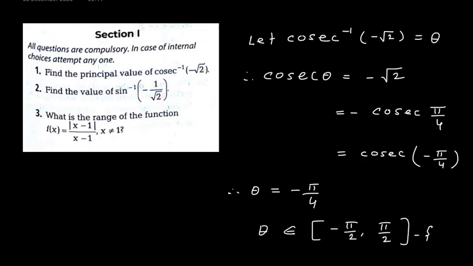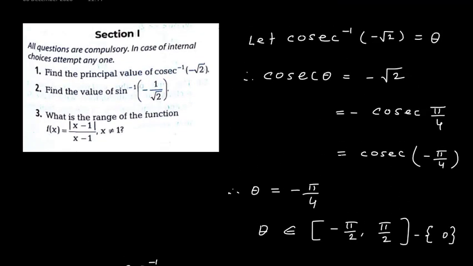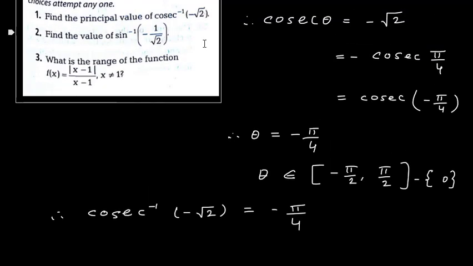minus 0. Okay, so our theta is in this range, therefore the principal value branch, or therefore the answer for cosec inverse minus root 2 is equal to minus pi by 4. Now the second question you can try yourself.